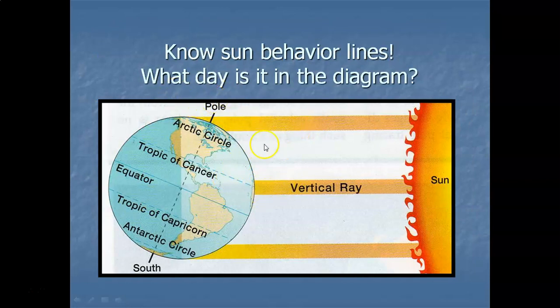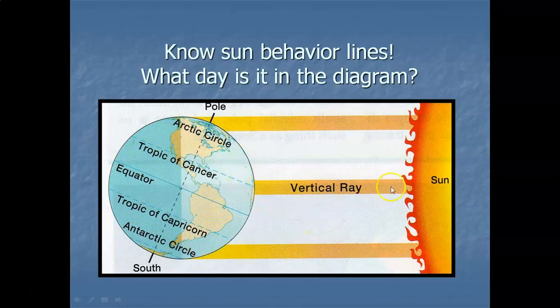But for the exam, you definitely need to know all of your sun behavior lines, particularly where the subsolar point is on those 4 critical days. You need to know the exact degree of latitude and the name, all right? And then the other sun behavior lines, the Arctic and Antarctic Circle, in regards to total daylight and darkness, 66.5 degrees north and south. So you definitely need to know that for the exam.